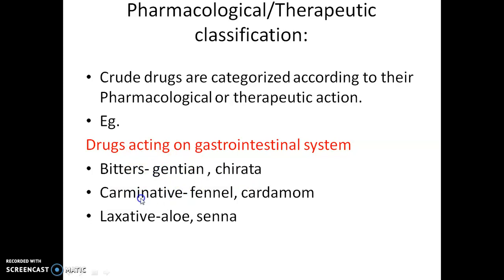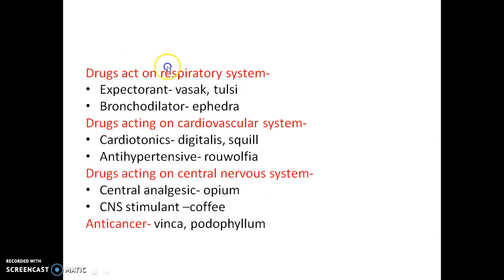Examples are gentian, chirata. Carminatives are drugs that expel gases from the GI tract through belching through the mouth. Examples are fennel, coriander, cardamom. Laxatives are drugs that evacuate the bowel and form the stool: aloe, senna. Now come to the drugs acting on the respiratory system. Expectorants liquefy the mucus or cough available in the upper respiratory tract; examples are vasaka, tulsi. Bronchodilators dilate the bronchioles and respiratory tract; an example is ephedra.